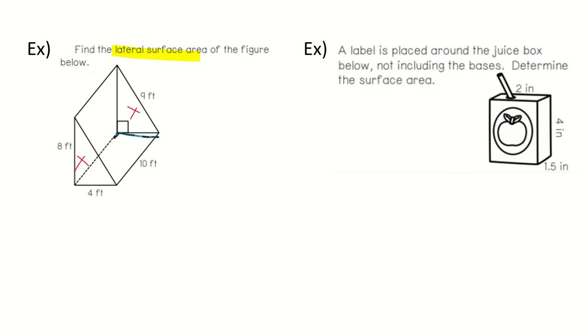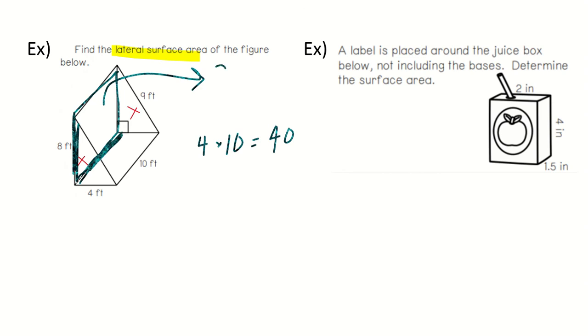So one of them for sure would be this part right here. That's going to be 4 times 10, you can see. 4 times 10 equals 40. Okay, so that's one of them. Let's see what else. We are going to find the back of the shape. Hopefully me sort of outlining that shows you more clearly. That is going to be 8 tall and a width of 10. So 8 times 10, that is 80.